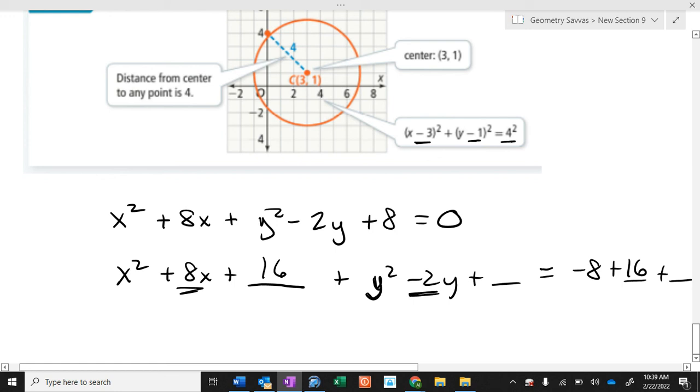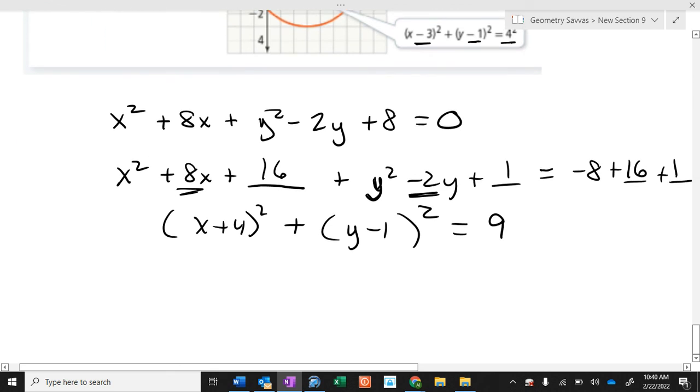What do you do with the negative 2? Take half of it, which is negative 1, and square it. What's negative 1 squared? 1. 1 and 1. So this is, what's half of 8? 4. So this is x plus 4 squared. What's half of negative 2? Negative 1. So it's y minus 1 squared equals negative 8 plus 16 is 8 plus 1 is 9.